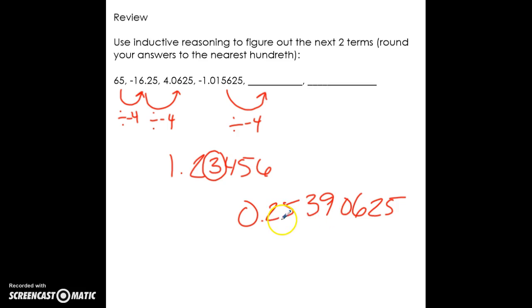So if I'm looking for the hundredth spot, that would be right here at the 5. I'm going to look at the number behind it, which is a 3. Because it's smaller than 5, I can just chop all this off. So this would be 0.25 here. And then I'll divide by negative 4 again, and I get the number negative 0.06. And that is rounded.